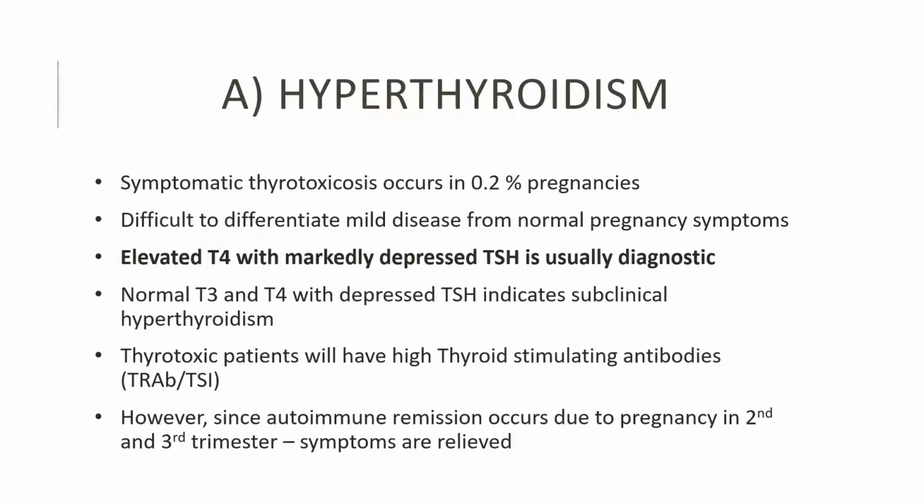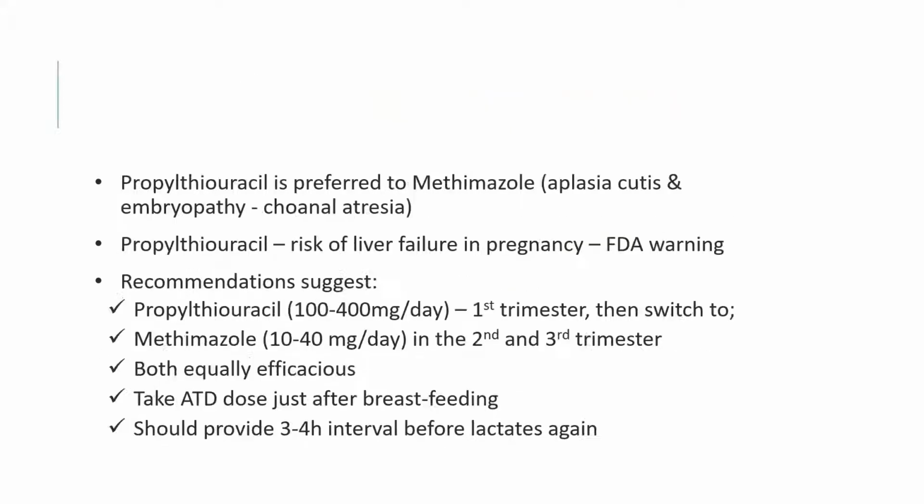Thyrotoxic patients will have high thyroid stimulating antibodies, that is TRAb or TSI as we call them today. The presence of these antibodies tells you that this patient has autoimmune thyroid disease, that is Graves' disease. The hyperthyroidism here is an underlying thyroid disorder rather than a pregnancy phenomenon. However, since autoimmune remission occurs during pregnancy, especially in the second and third trimester, symptoms are relieved and you might often have to stop the treatment or not treat the patient at all.